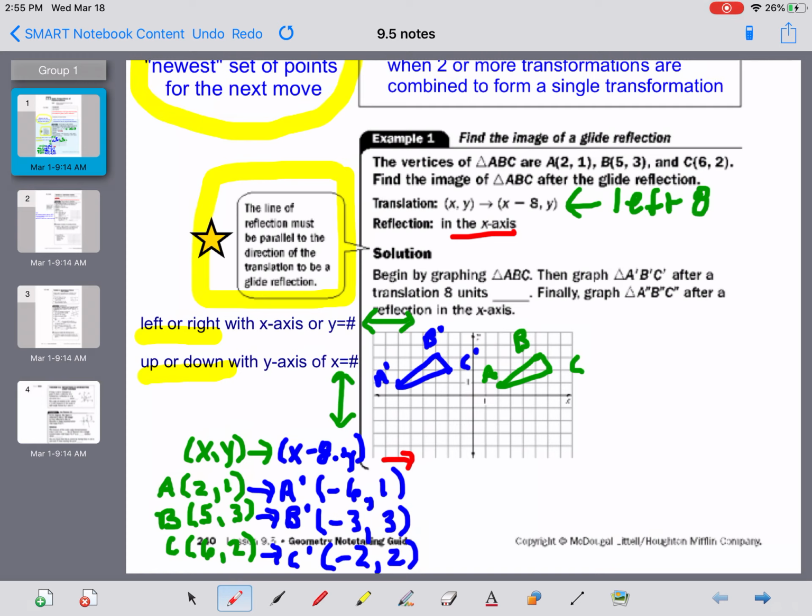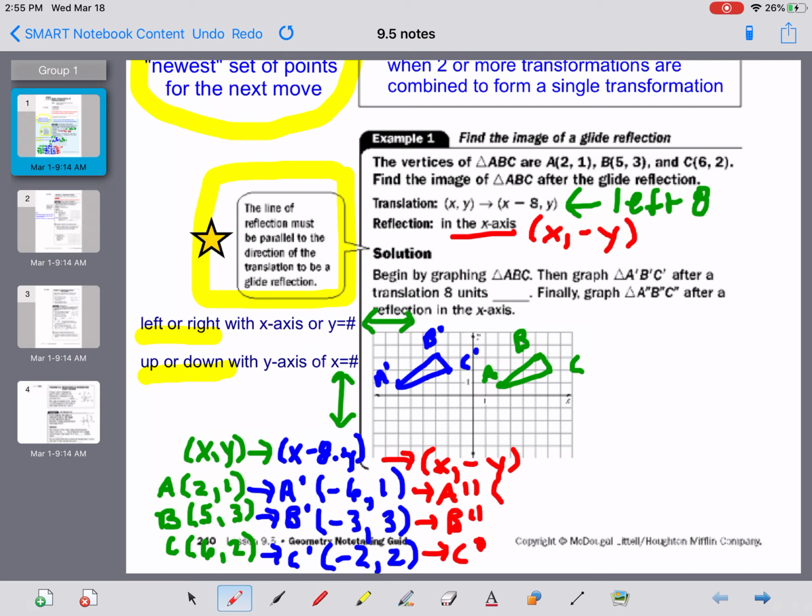And across the x-axis, it tells us to keep the x the same and change the y to its opposite, or negative what it already is. So I'm going to put that note to myself down here as I go to change all my ordered pairs. So remember, this is my second change. So I'm going to call these A double prime, B double prime, and C double prime. So I know that it's my second change off my original.